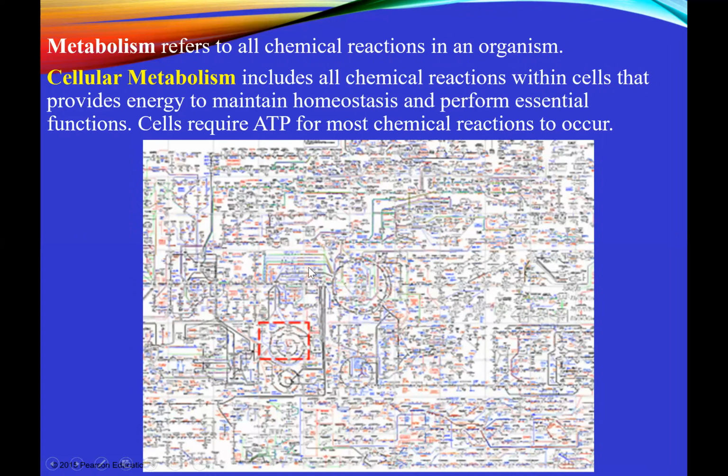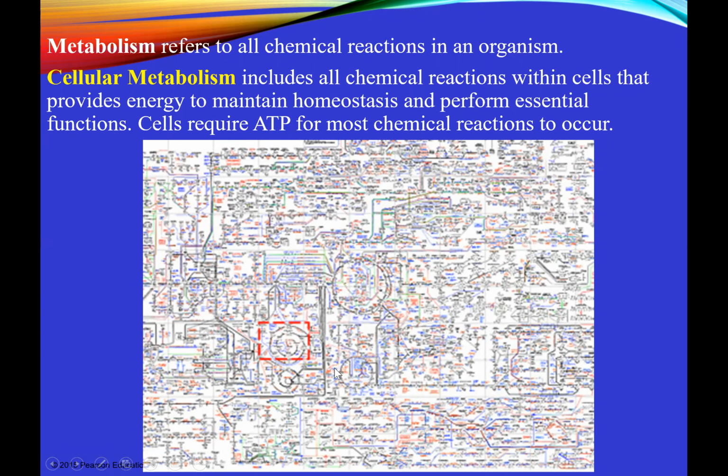A sum total of all the chemical reactions that happen in every cell of your body is called metabolism. In everyday life, we would hear people say, oh, she has high metabolism, that's why she can eat whatever she pleases and still remain slim. So metabolism is talking about all the chemical reactions. All the chemical reactions that happen in one cell at a given time is called cellular metabolism. And in general, for most of these chemical reactions to happen, we need energy.